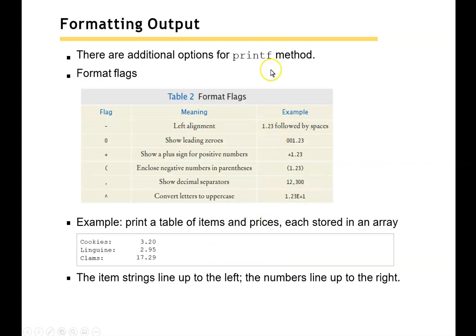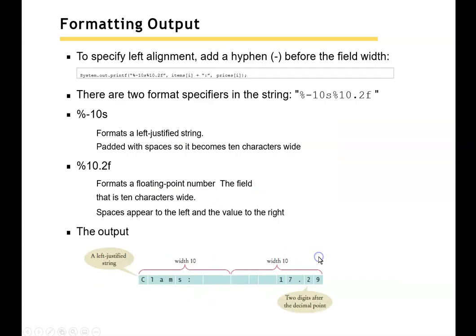There are additional options for printf methods. Formatting flags: left alignment, shows leading zeros, shows a plus sign, enclose negative numbers in parentheses. So to print a table of items and prices, each stored in an array, the item strings line up to the left. We'd say that we want to specify left aligned of a certain width for the string items, plus using a 10.2 area for the float, so only two decimals will be displayed.